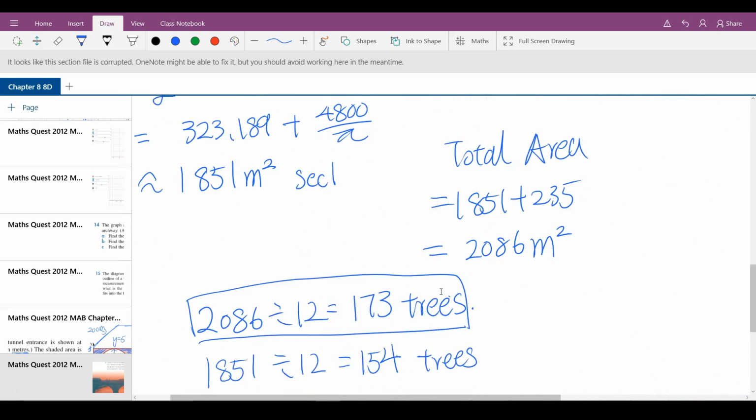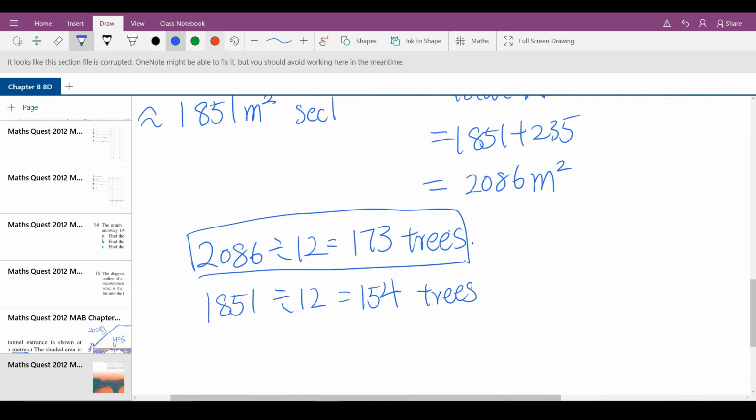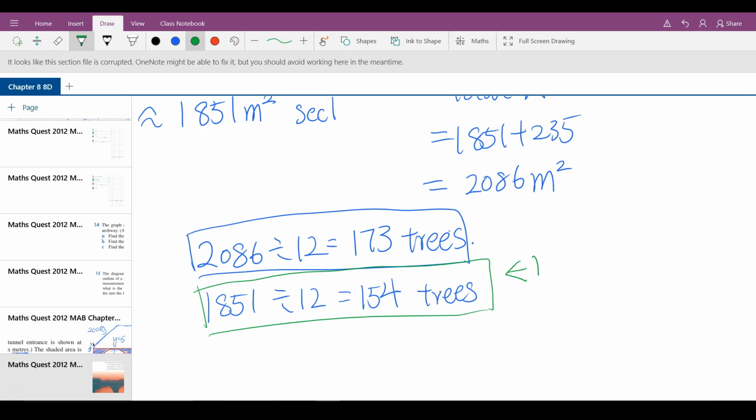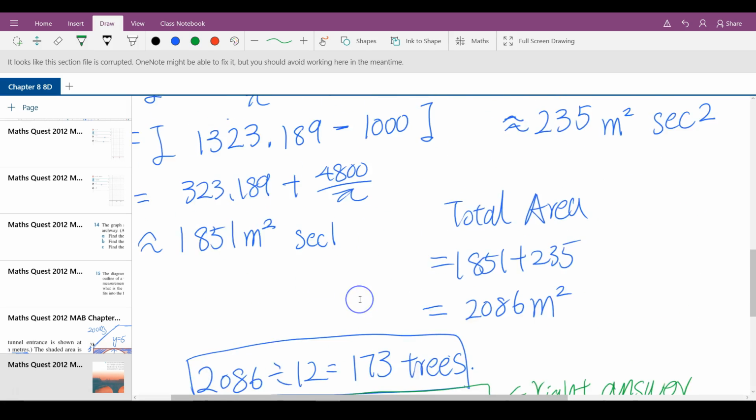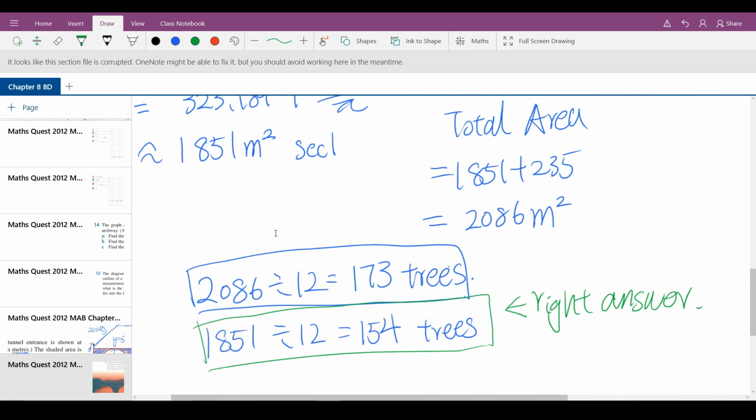So, let me just circle this with a red pen. So this is the right answer. Right answer. Right? So yeah, it's definitely more challenging conceptually, but the mechanics are the same.